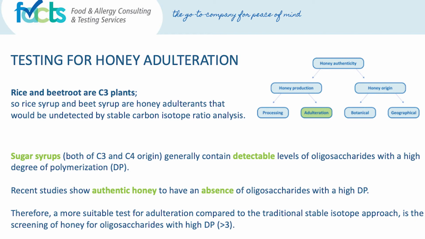Well, sugar syrups, whether they're of C3 or C4 origin, contain detectable levels of oligosaccharides with a high degree of polymerization, whereas recent studies have shown authentic honey to contain an absence of oligosaccharides with a higher degree of polymerization. Therefore, a more suitable approach to honey testing may be to look for the presence of oligosaccharides rather than to do the stable isotope test.